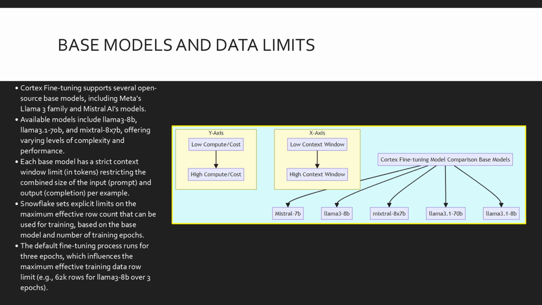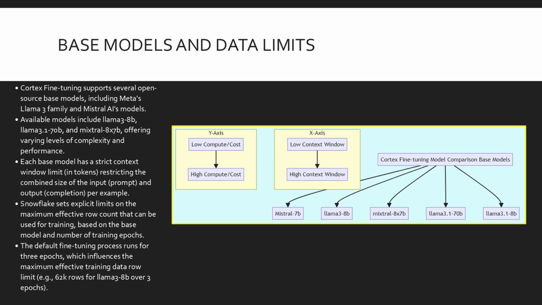This quadrant chart maps some available base models for fine-tuning based on their computational requirements and context window size. Models that fall in the lower left, such as Mistral 7b, generally offer lower cost and smaller context windows, making them suitable for simpler, shorter tasks. As we move right, models like Llama 3.1 8b offer a larger context window, enabling them to process longer prompt and completion pairs, while maintaining moderate compute costs.